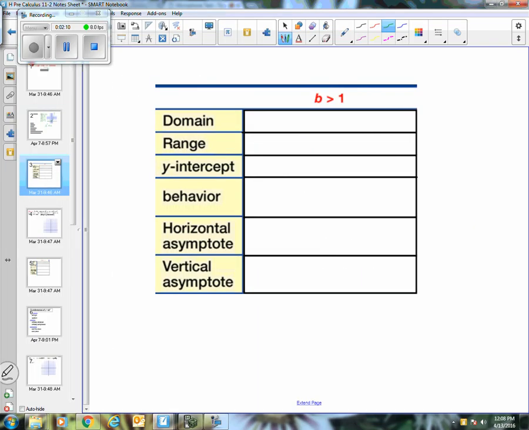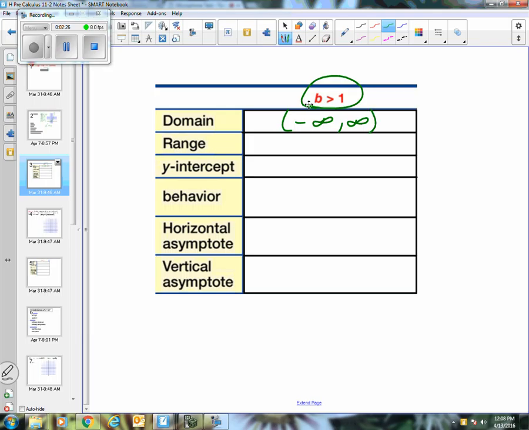Some information to fill in here. The one I used as an example had a base bigger than 1, and we did a 2. This would be the same if it was 3 to the x, 4 to the x, whatever it might be. Let's take a look. For domain, what can we use for x? Well, anything we want. It would be all real numbers.